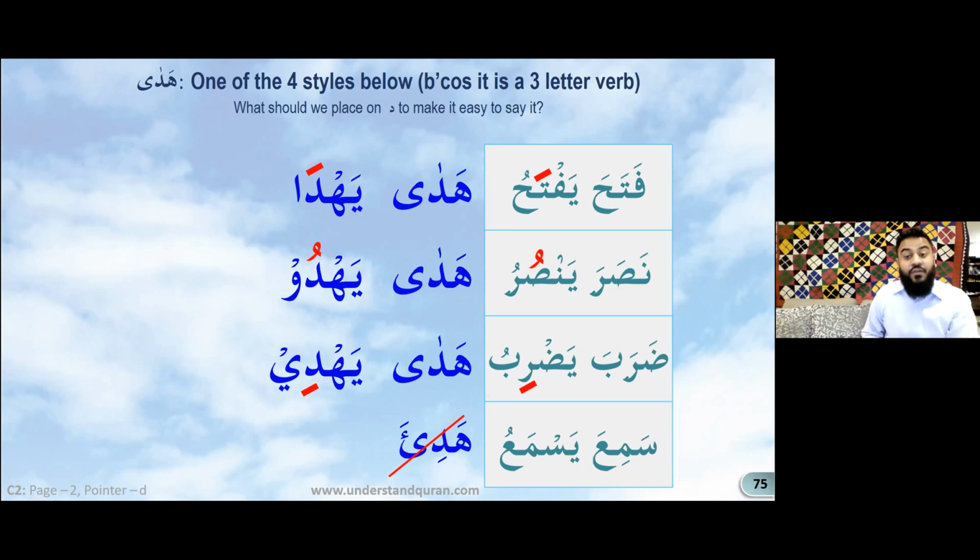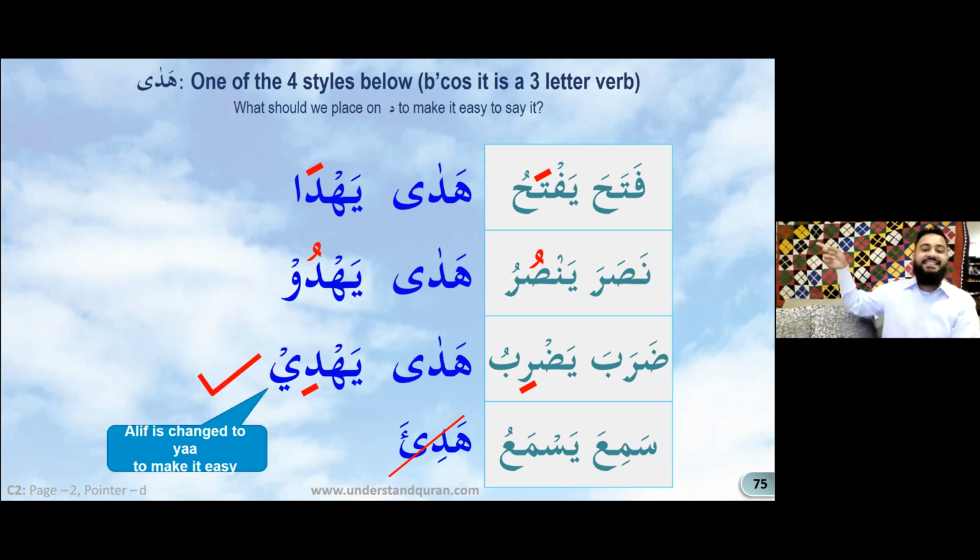Well, here we know that it follows daraba, so it's yahdi. It takes the least pressure off your chest, your throat, and everything. Instead of yahda, yahdu, it's yahdi. Alhamdulillah.